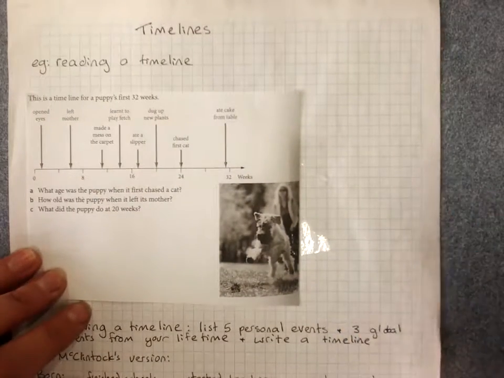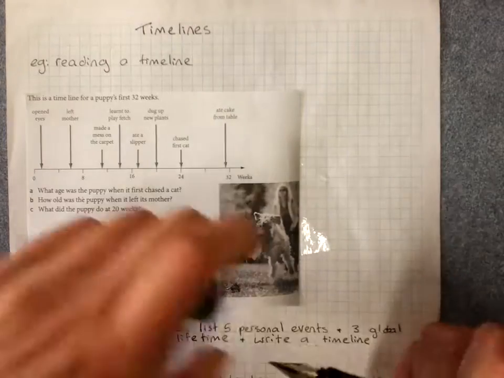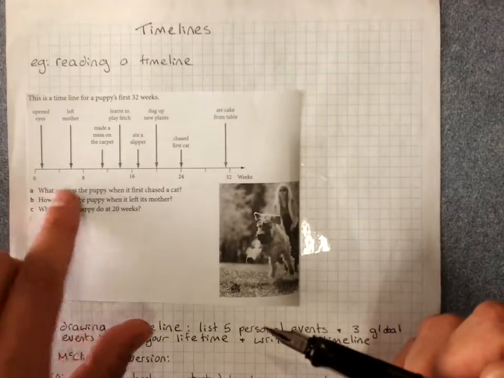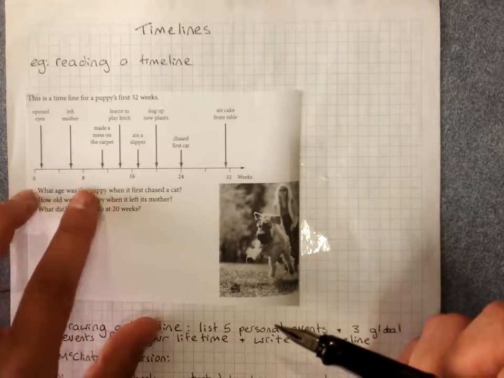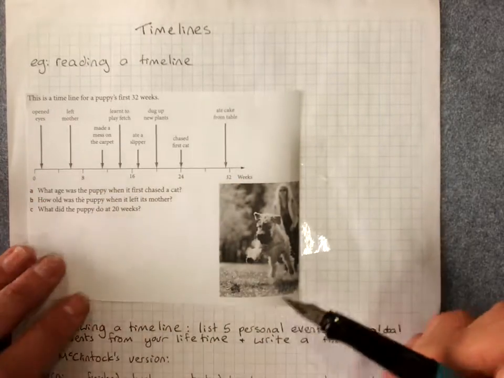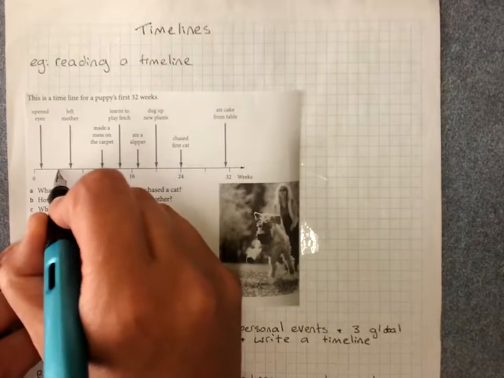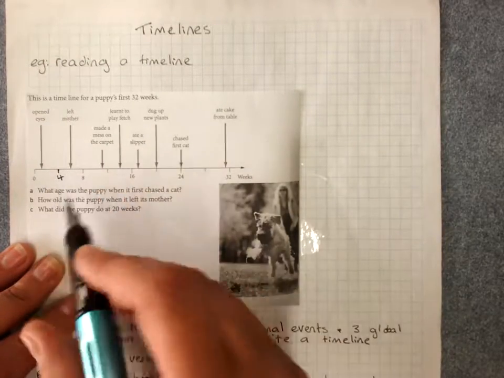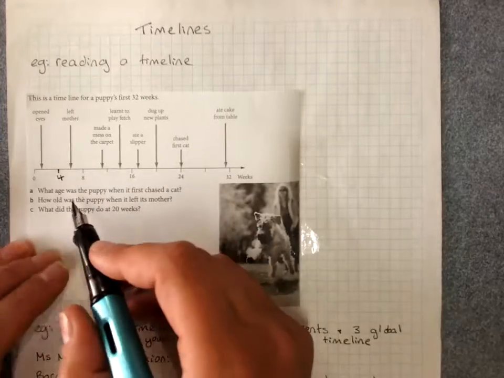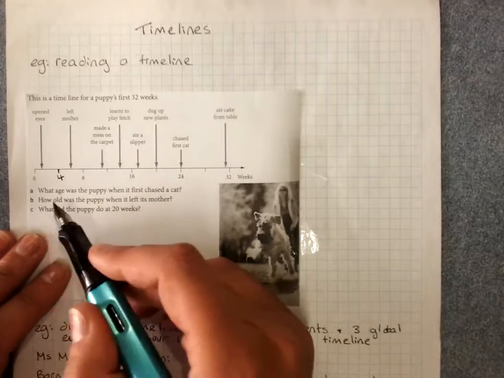The first thing we've always got to work out with any timeline is what scale it's on. So it's in weeks, 0 to 32, and if that's 8, then each of these gradations, a gradation being a little line that divides things, is 4 weeks. So we can work out what's happening here, and then we can read it.